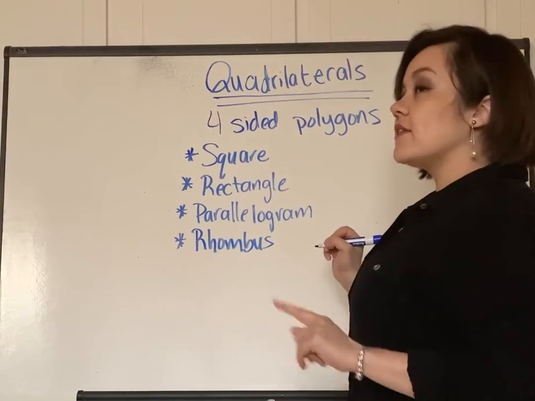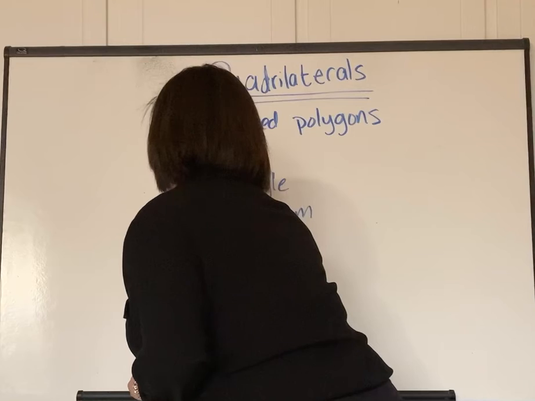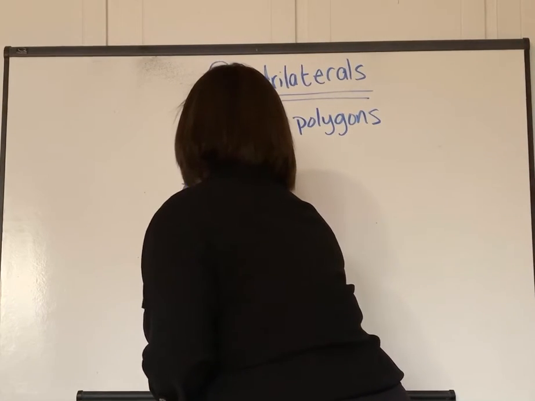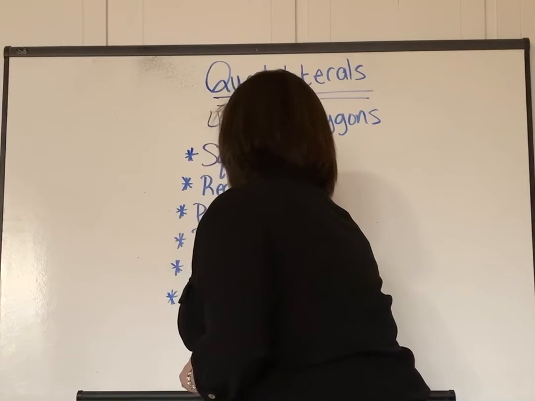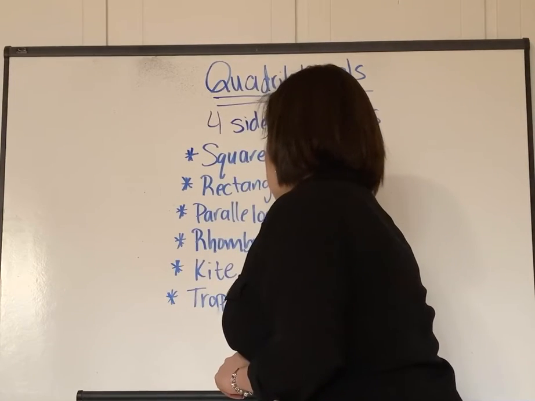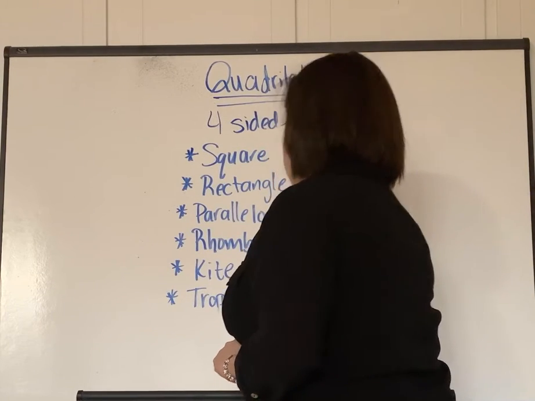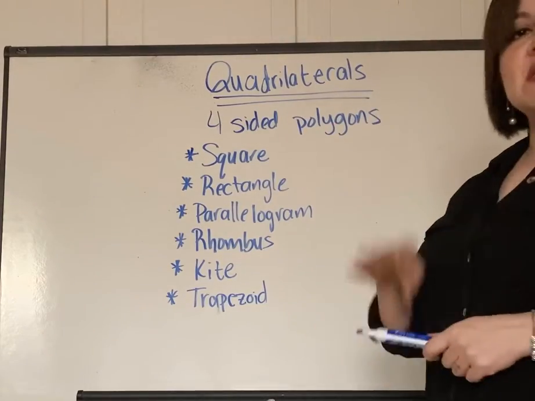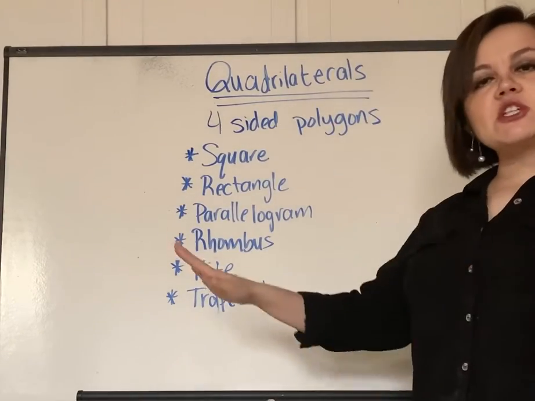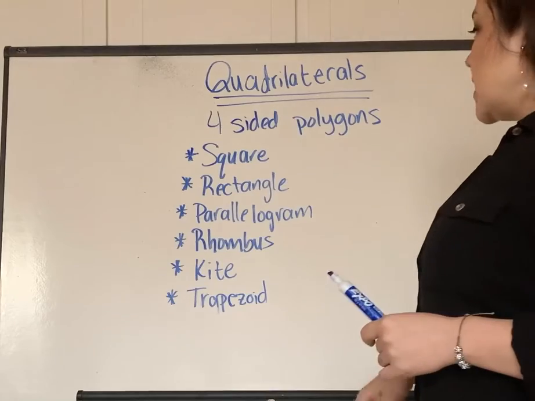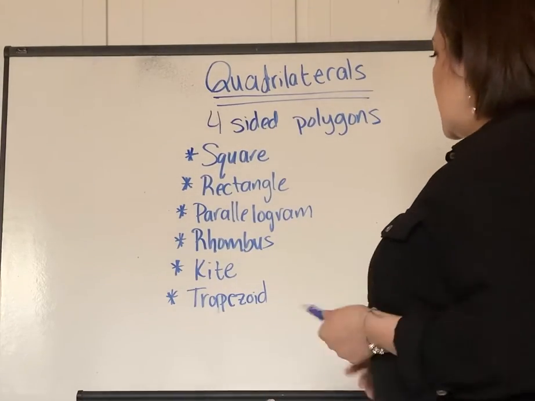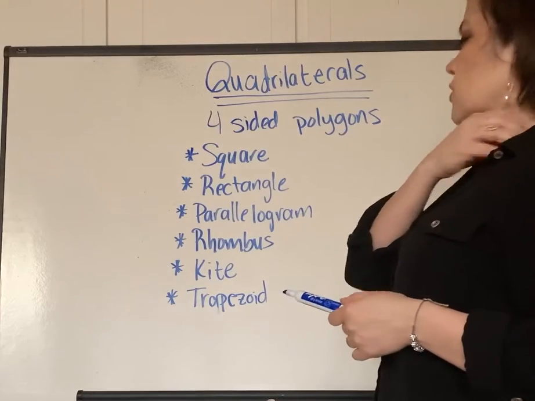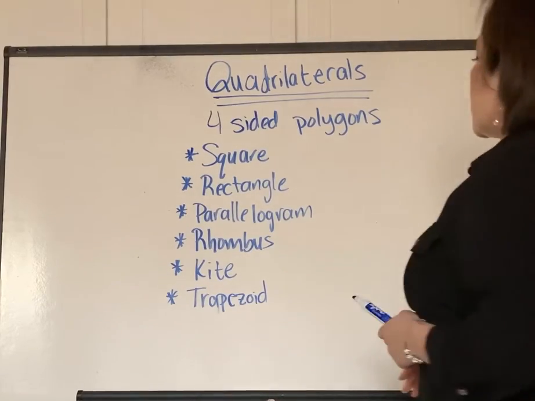Then we have kite and trapezoid. All of these are quadrilaterals, which means they have four sides, they're two-dimensional, they're flat, and they close. Okay, you should recognize most of these. Maybe parallelogram, I don't know, it's not something you hear every day.